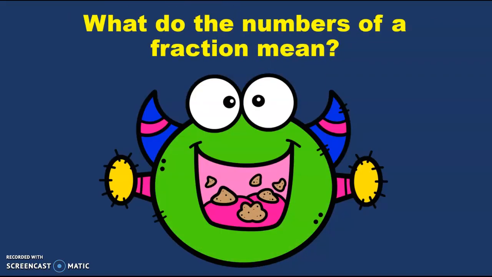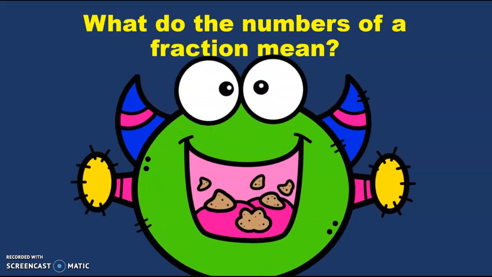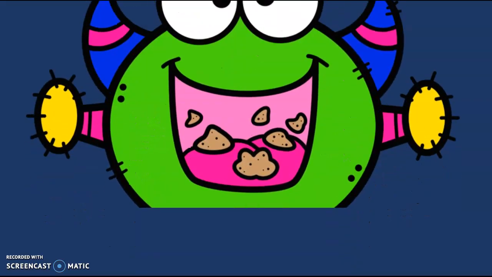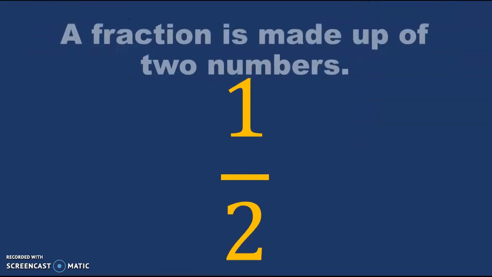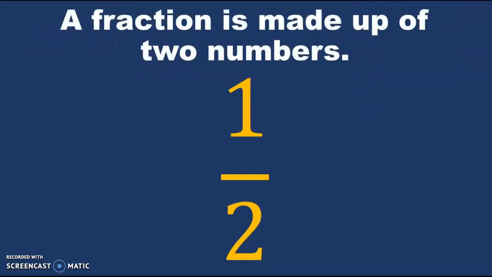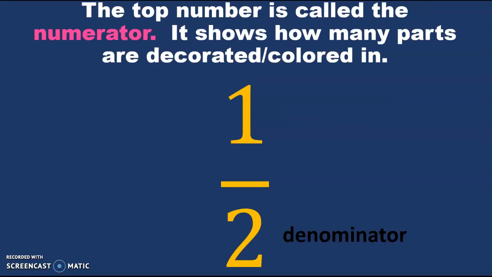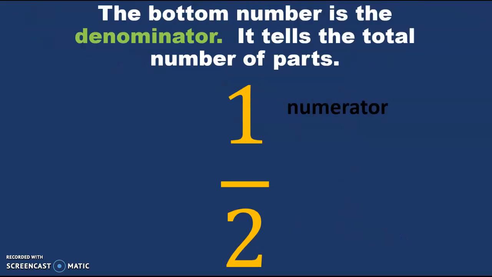What do the numbers of a fraction mean? A fraction is made up of two numbers, the numerator and the denominator. The top number is called the numerator. It shows how many parts are decorated or colored in. The bottom number is the denominator. It tells the total number of parts.